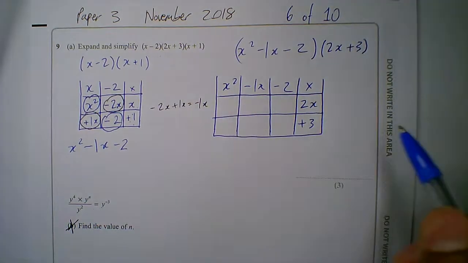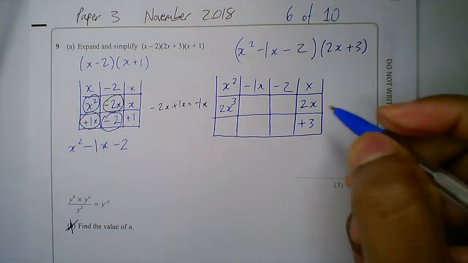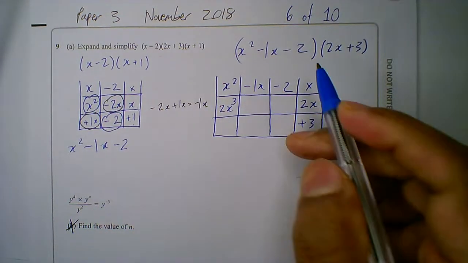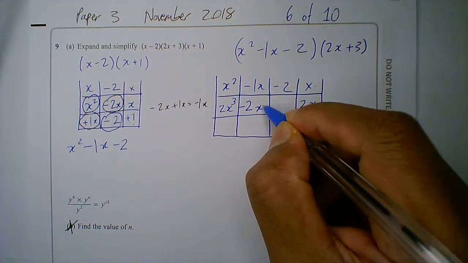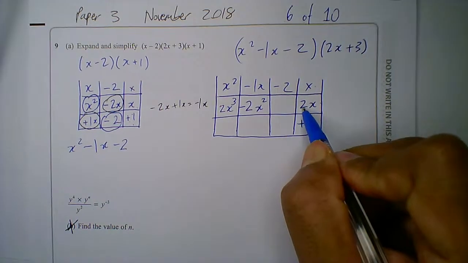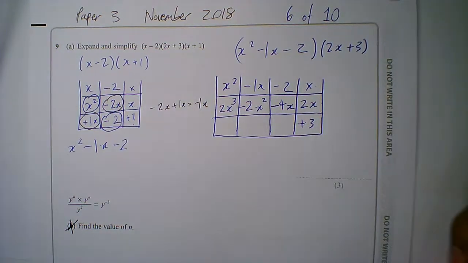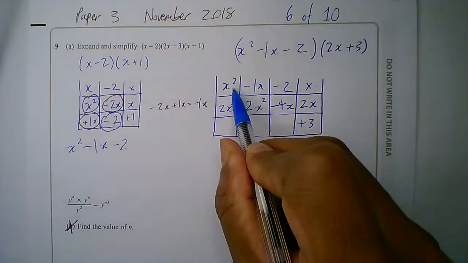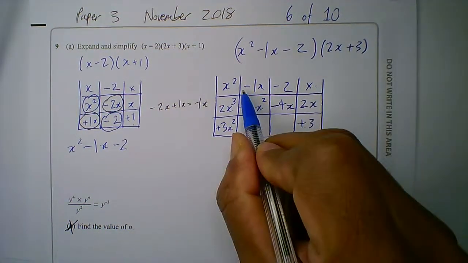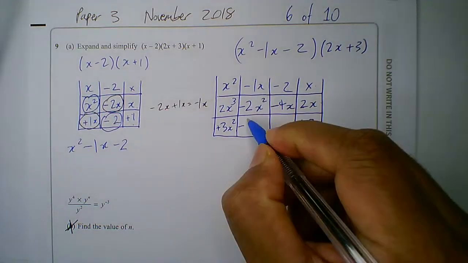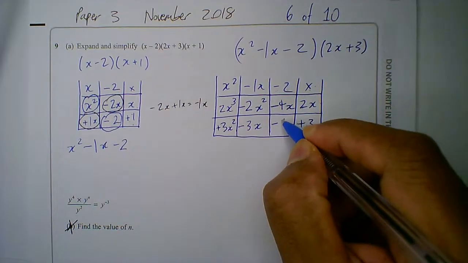2x times x squared is going to be 2x cubed. 2 times 1 is still 2. Then we deal with the sign, positive and a negative gives me a negative. 2 times 1 is still 2. x times x is x squared. Positive and a negative gives me a negative. 2 times 2 is 4, and I've got my x. Then I've got 3 times x squared, 3x squared, and it's positive. Positive and a negative gives me a negative. 3 times 1 is 3x. Positive and a negative gives me a negative. 3 times 2 gives me 6.